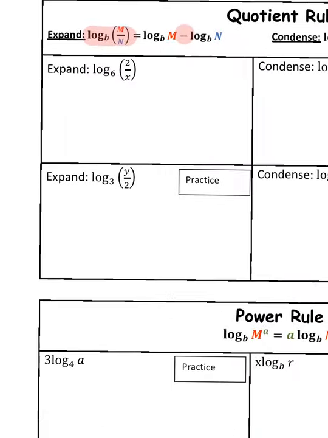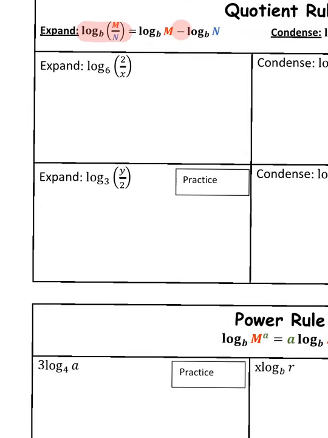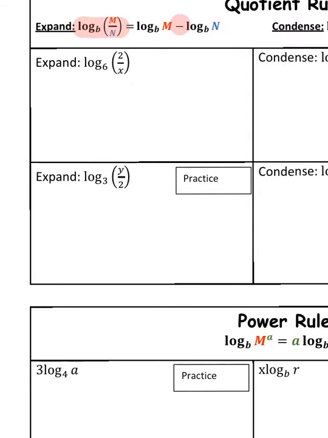So first we're going to expand with the rule above. So what I'm going to do, since I have 2 things being divided there, is I want to turn it into subtraction. So if it says expand, that means I want to go from 1 thing that says log to 2 or more that say log. The 2 things that are being divided here are the 2 and the x. So I'm going to turn this into log base 6 of 2. The rule says if I divide, that means I do subtraction. So this is going to be minus log base 6 of x. And that would be my expanded form.